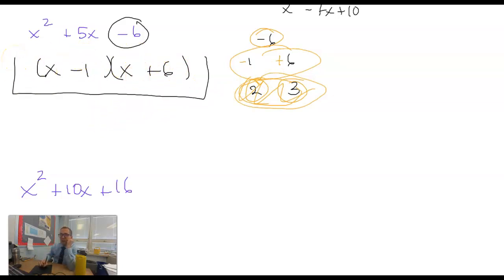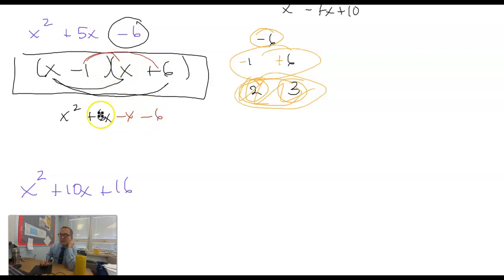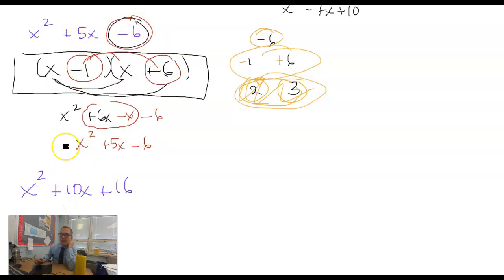And just to verify that it worked, x times x would give me x squared. x times this 6 would give me a positive 6x. I did take x times this whole set of parentheses. I'll move on. Negative 1 times x, negative 1 times 6. And then I'll look at these like terms and combine them. x squared plus 5x minus 6. The numbers I chose multiplied to make negative 6 and added to make positive 5.